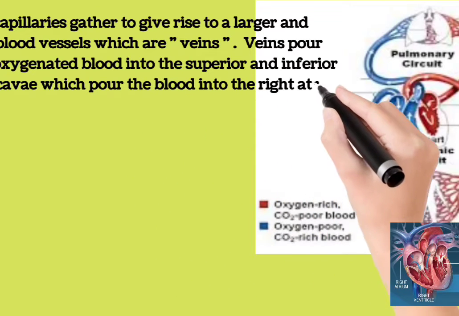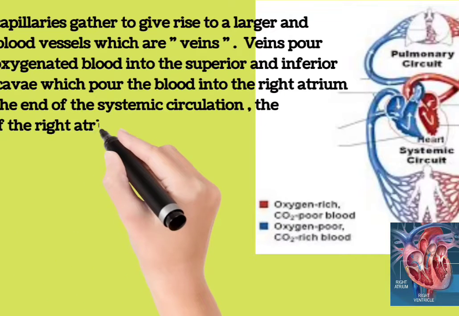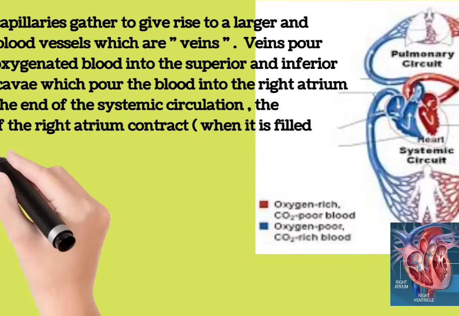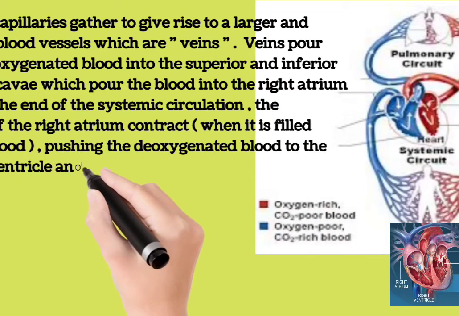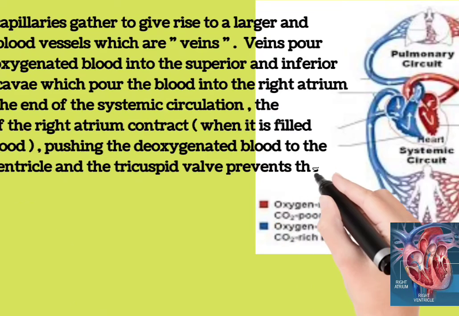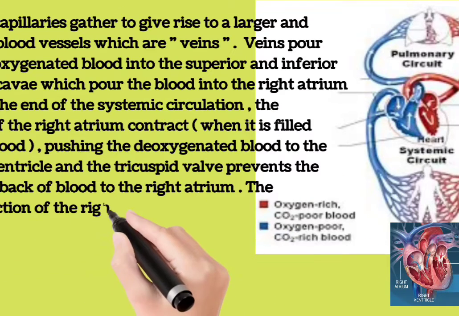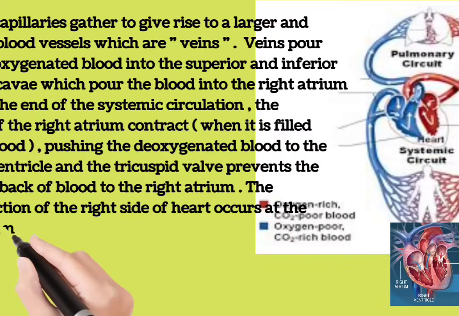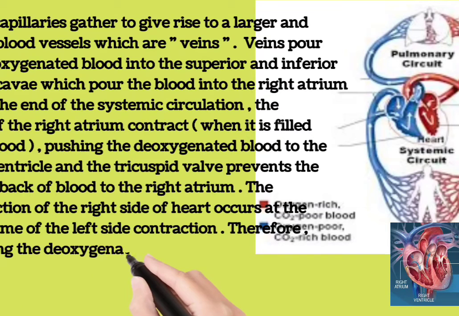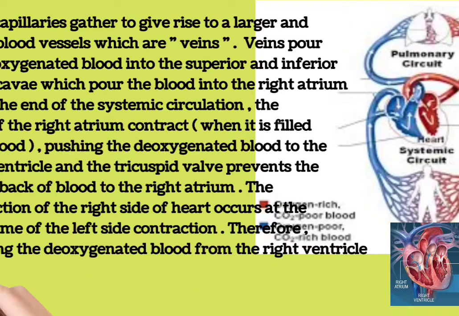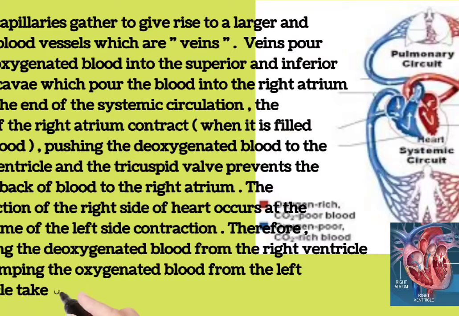At the end of the systemic circulation, the walls of the right atrium contract, when it is filled with blood, pushing the deoxygenated blood to the right ventricle, and the tricuspid valve prevents the return of blood to the right atrium. The contraction of the right side of the heart occurs at the same time as the left side contraction. Therefore, pumping the deoxygenated blood from the right ventricle and pumping the oxygenated blood from the left ventricle take place at the same time.